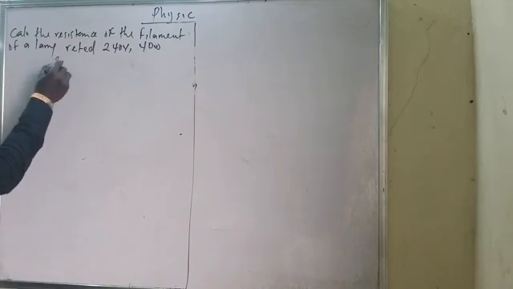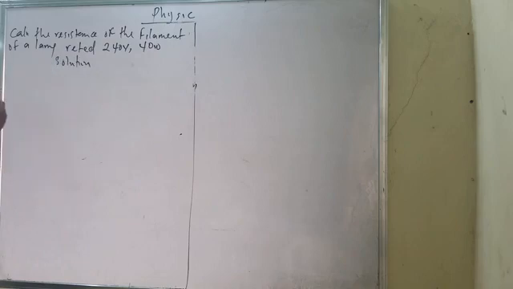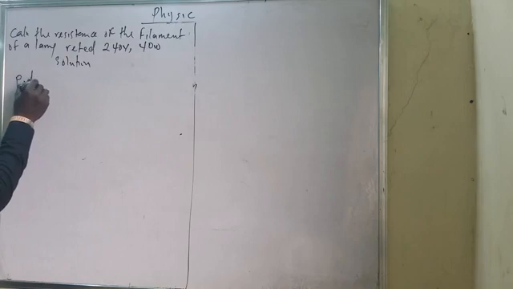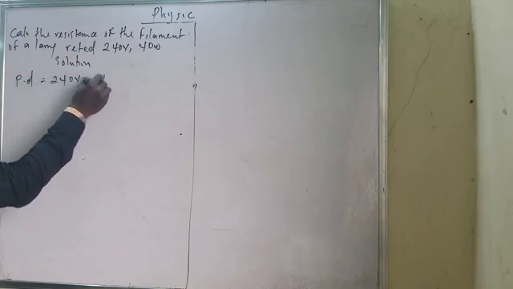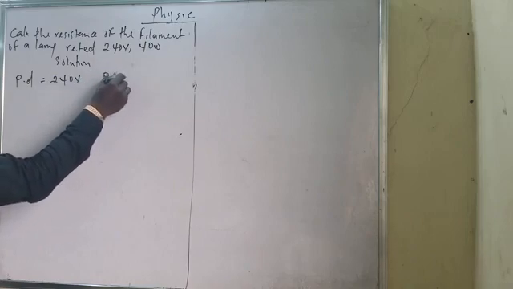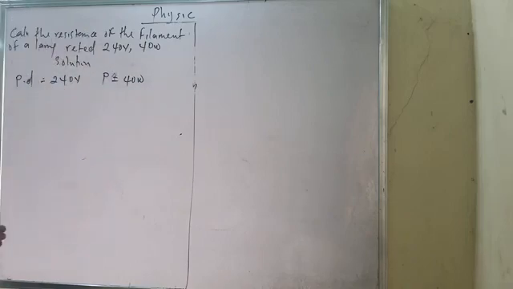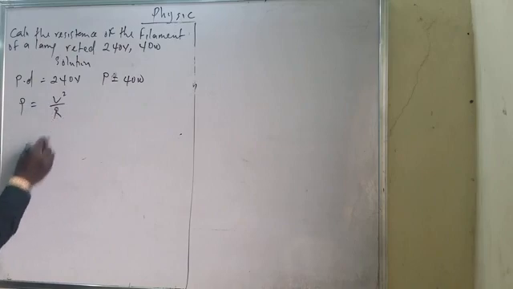Now, how do I go? I know that the solution to this problem is a very simple one. My potential difference will be equal to 240 volts. My power will be equal to 40 watts. Now, my power equals V squared divided by resistance, because I'm to calculate the resistance. It means my resistance will be equal to V squared divided by the power.